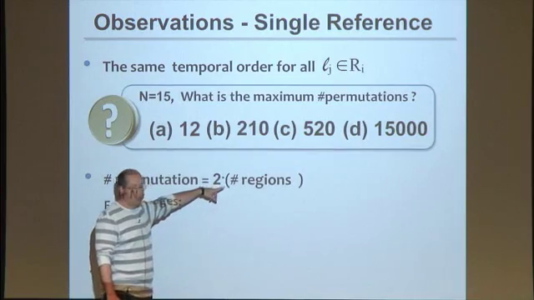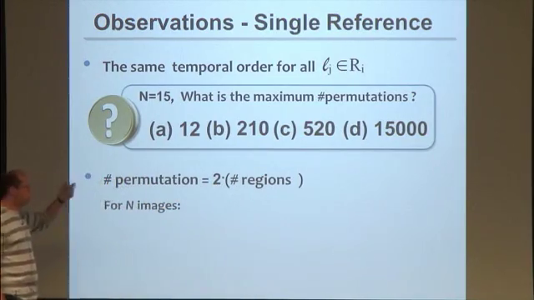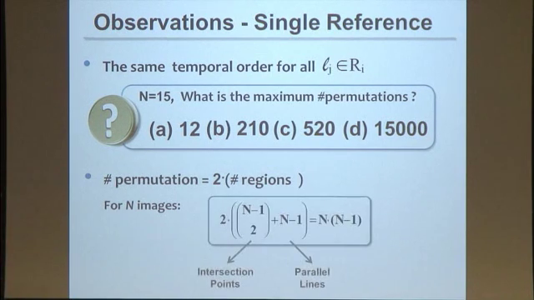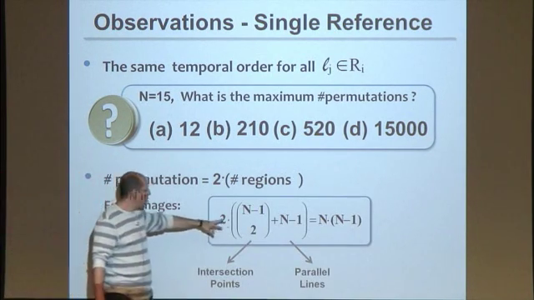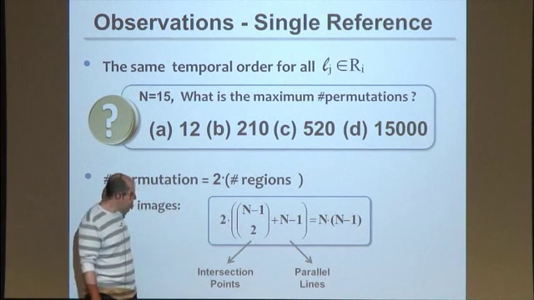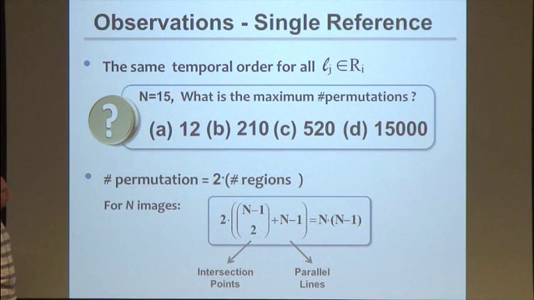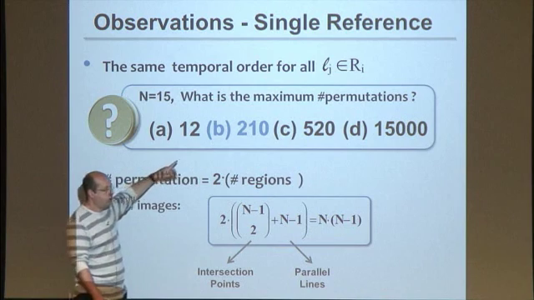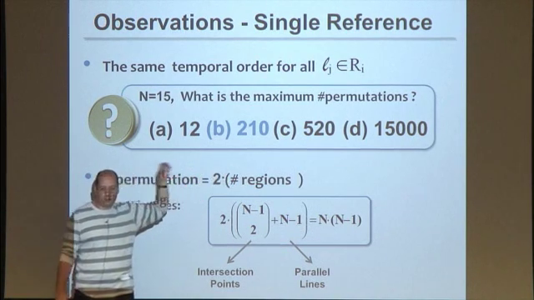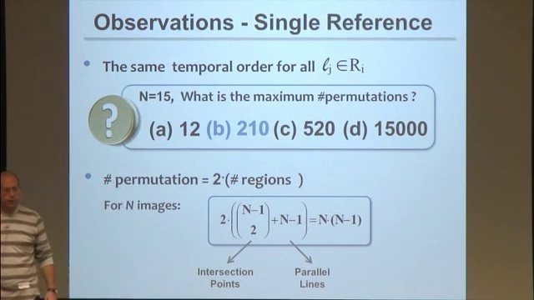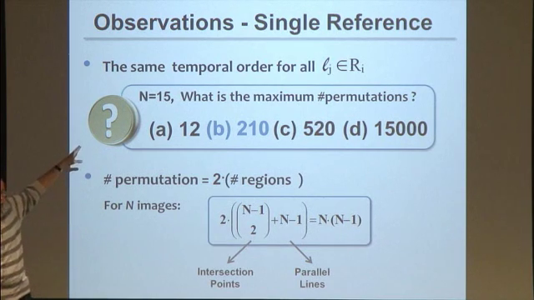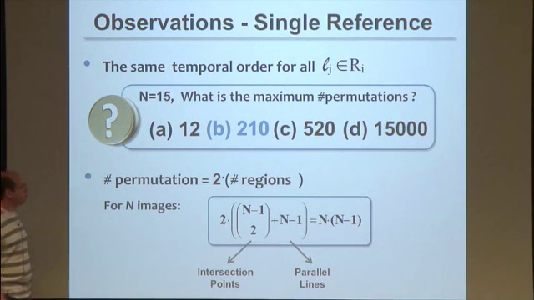Yeah. So let's see. The number of permutations is 2 times the number of regions, because for each region it can either go forward or backward. And the number of intersection points for the first type of critical lines is n-1 choose 2. And for the parallel lines, the second type of critical lines, it's n-1. And if you do the computation, you end up having 210 possible permutations. Okay? So that's in the case of n equals 15. That's the maximum number of permutations.